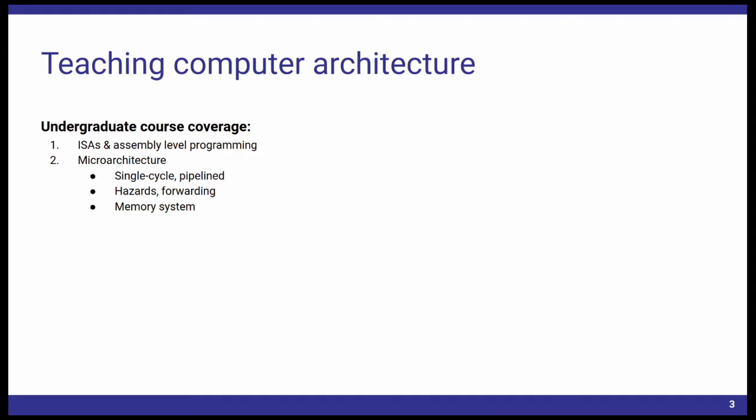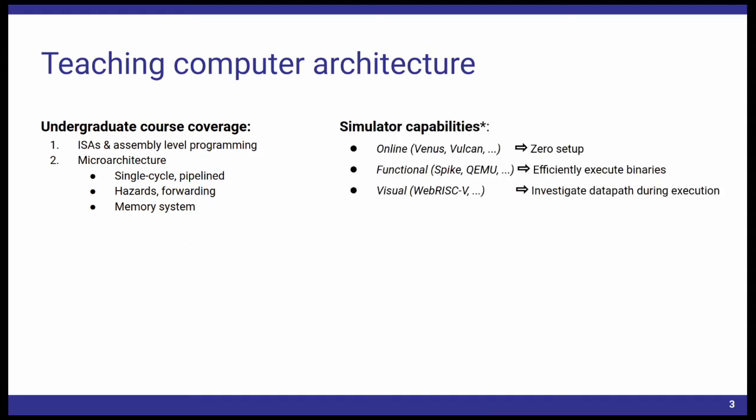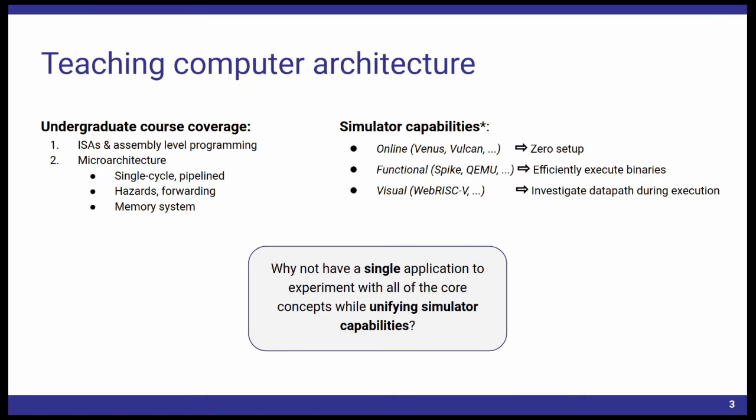Now, considering these requirements, we can then take a look at some of the typical capabilities of the simulators that we see out there. We have online simulators, which generally focus on just the instruction set and assembly programming. Now, given that they're browser-based, these are great simulators for when you're just starting out. And next we have the more functional simulators like QEMU or Spike, which are able to efficiently execute compiled binaries. And then finally we have these visual simulators, which try to give insight into the state of the processor data path while we're executing a program. So we can then ask the question, why don't we have a single application to experiment with and learn about all of the core concepts of the field while unifying simulator capabilities? And so this essentially sums up the motivation behind RIPES.